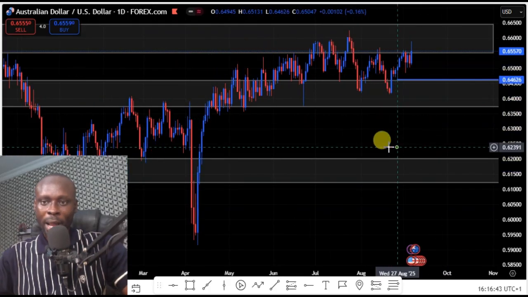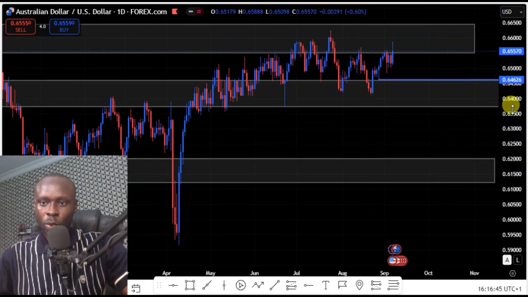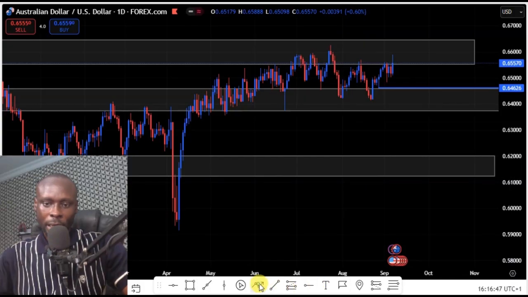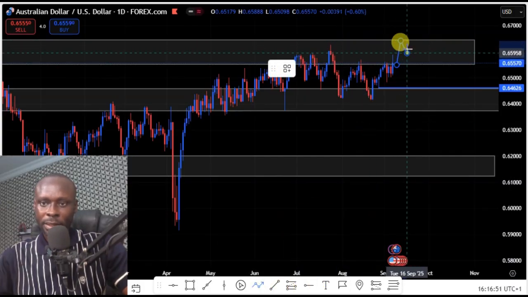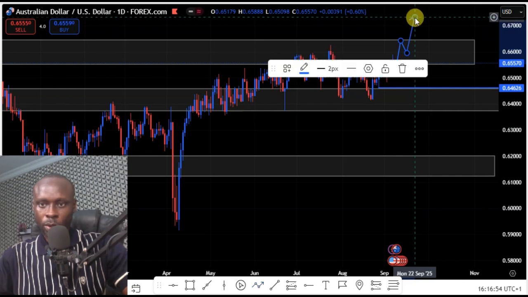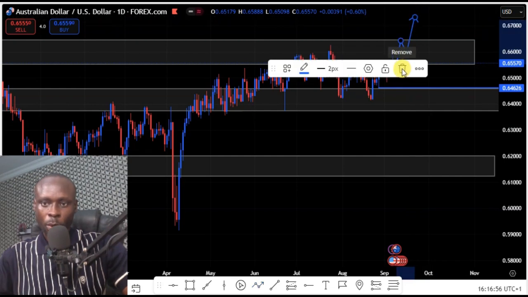So for the buying scenario for AUDUSD, we expect price to break out above this high, then retest, then look at a possible buying opportunity for AUD to the top. That is for the buying scenario.